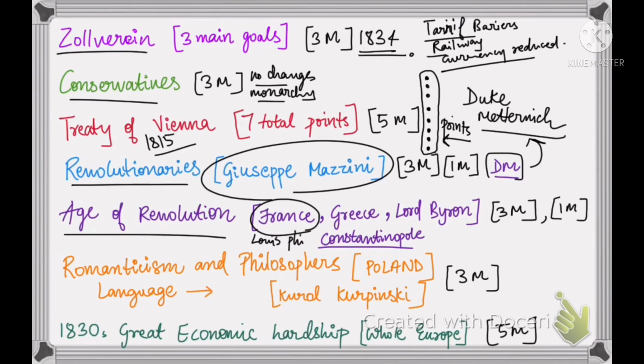Here Duke Metternich once again said that when France sneezes, the rest of Europe catches cold. As I had said, Duke Metternich keeps on giving statements about different people. He had given one about Giuseppe Mazzini and a second one about France. So after this July Revolution that happened in France, the Greek War of Independence also happened.